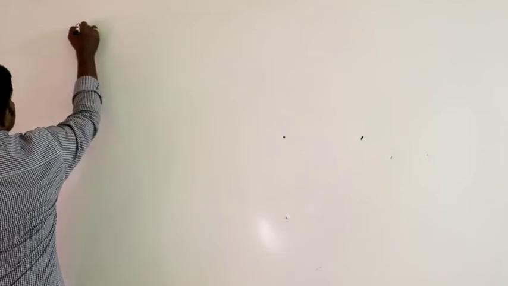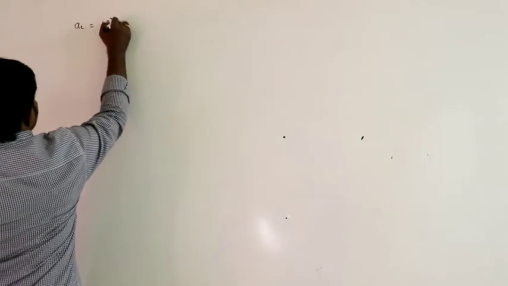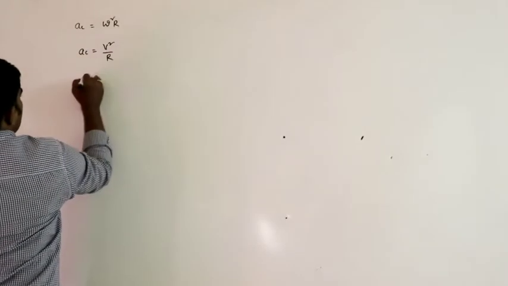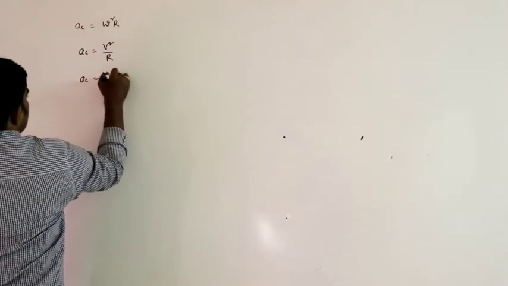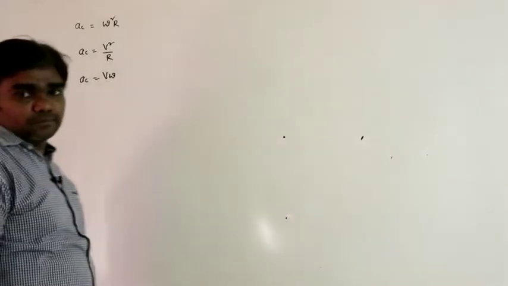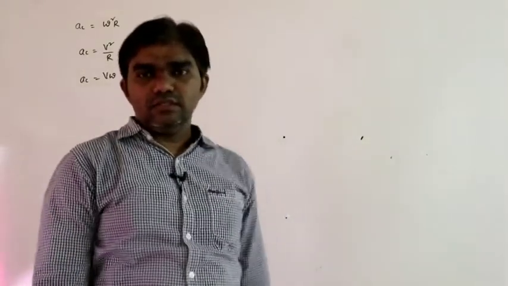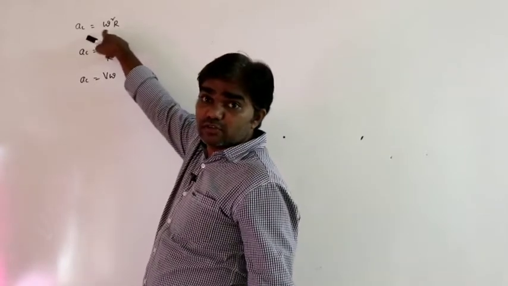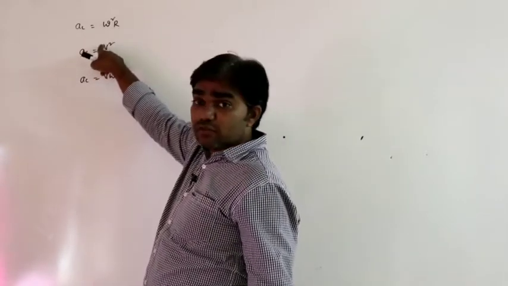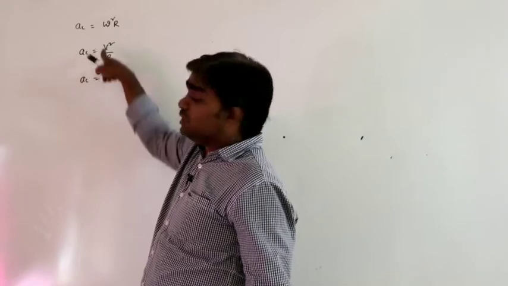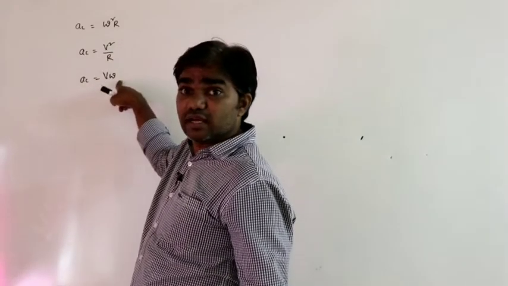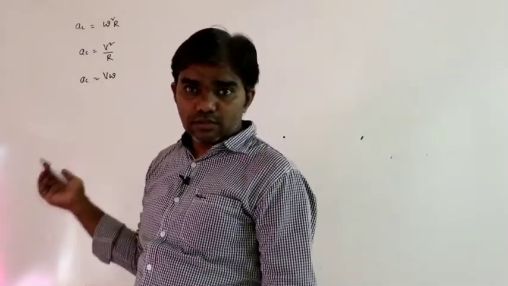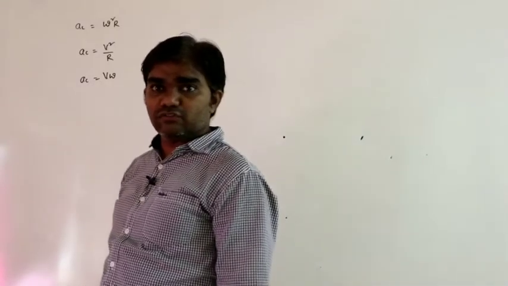What is the centripetal acceleration formula? Centripetal acceleration is omega square r in terms of angular velocity, v square by r in terms of linear velocity, and in terms of linear velocity and angular velocity, a equals v omega. So, these are the centripetal acceleration formulas.